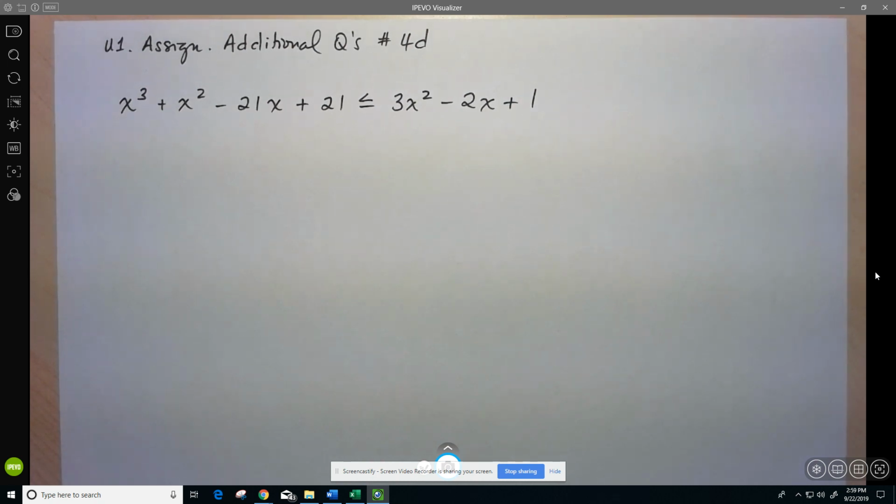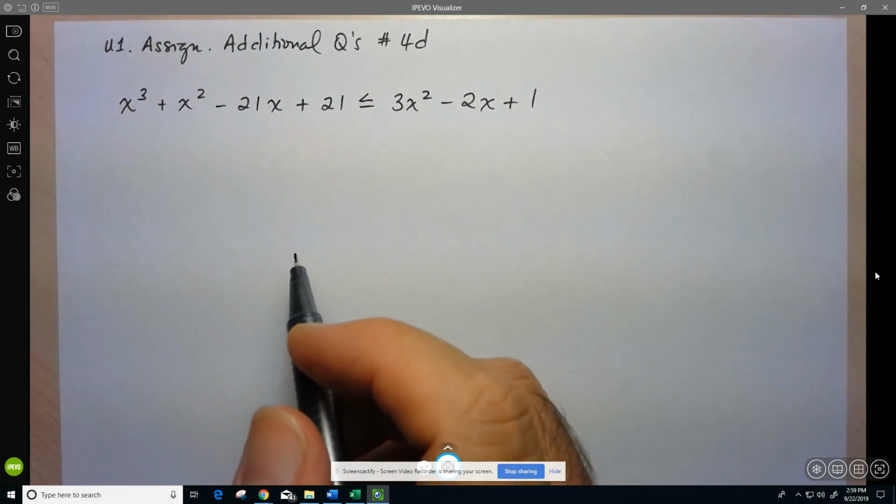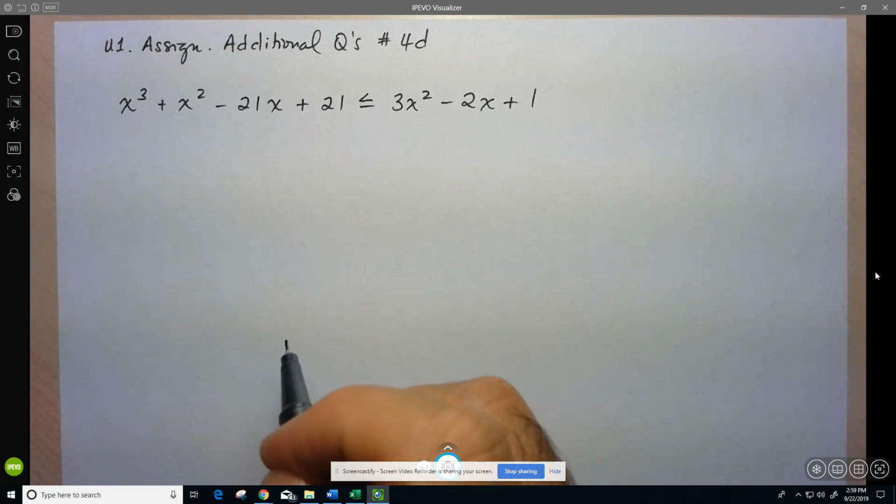Hi folks, we're going to take a look at question 4D on the additional questions for the Unit 1 assignment. Here they're asking us to solve this polynomial inequality. I'm just going to go through the algorithm that we have for solving a polynomial inequality.